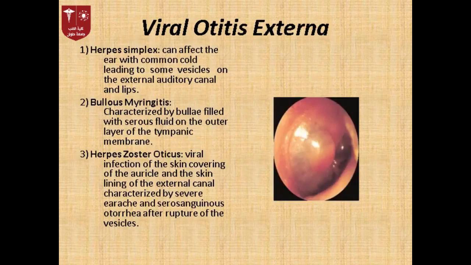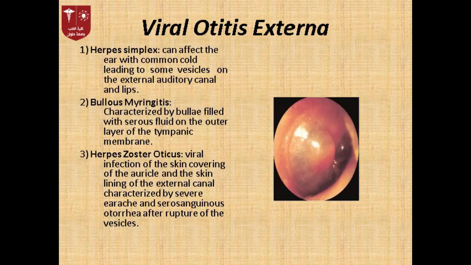Viral otitis externa can come in three forms. First, herpes simplex, where we can see vesicles on the external auditory canal and the lips, and this usually happens in cases of common cold. Second, bullous myringitis: these are bullae that can be seen on the outer layer of the tympanic membrane, filled with serous fluid.